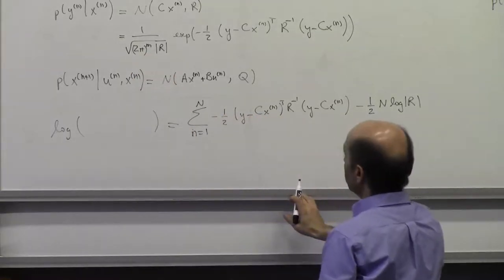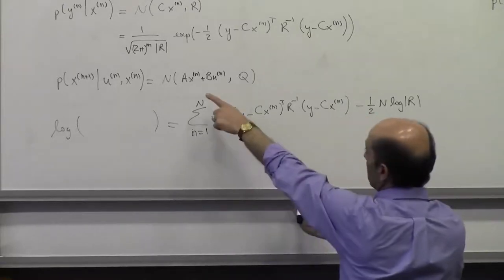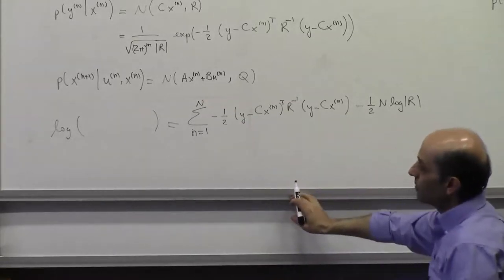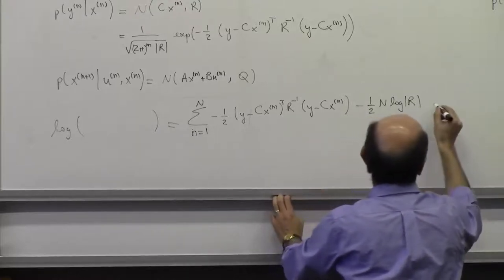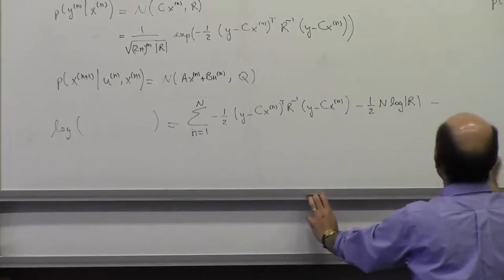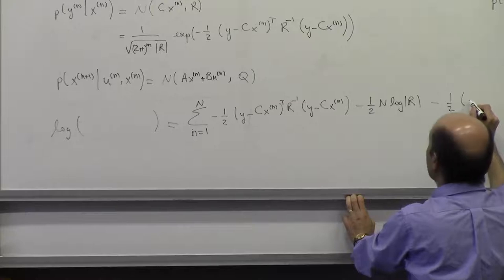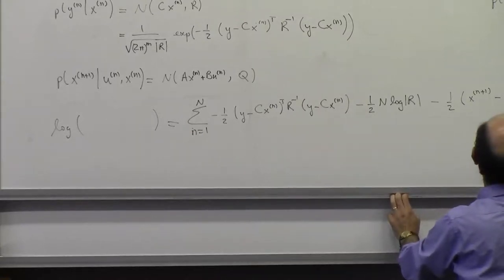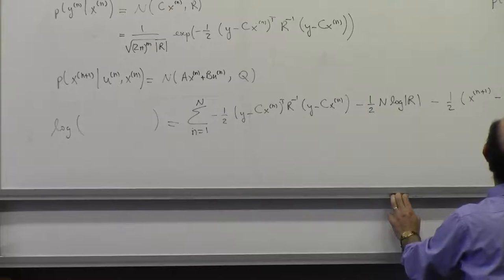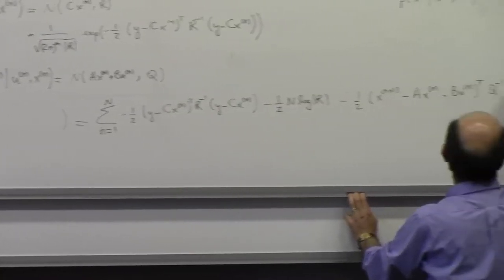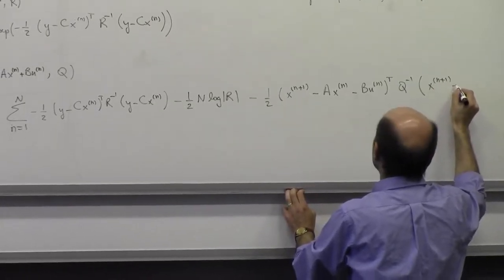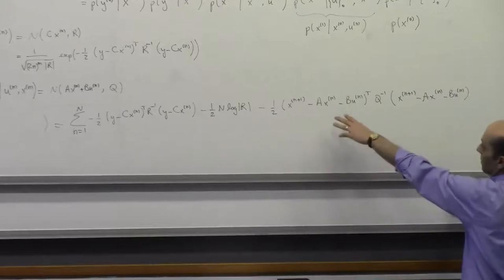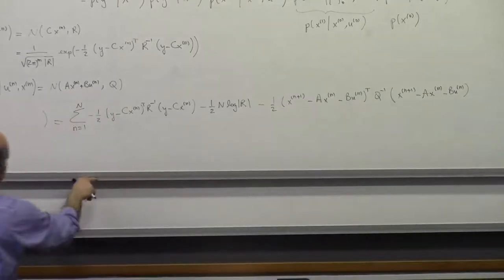Let's forget about that, because we don't need that. Next thing that I have is the multiplication of this times this sum here of the n that are being multiplied. So I'm going to have another exponent, minus 1 half of x of n plus 1 minus A x of n minus B u of n, transpose, times Q inverse, times x of n plus 1 minus A x of n minus B u of n. Right? That's the exponent of this normal distribution.